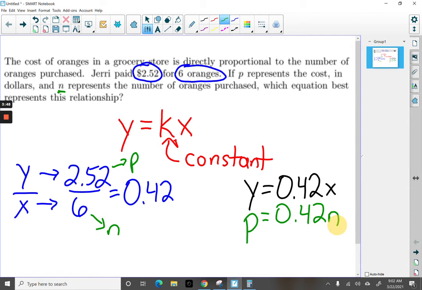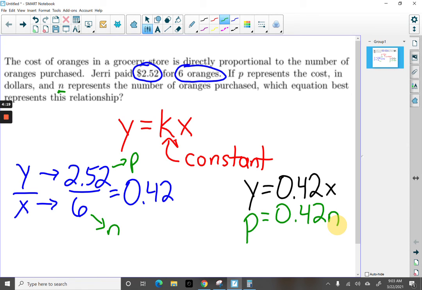And I can now use this equation if I need to. If I know the number of oranges, I can substitute it in for my N value. So if I knew we wanted to buy 20 oranges, which would be crazy, 0.42 times 20 would give me that answer. Or if I wanted to find out, you know what, I'm going to the store with $20, how many oranges can I buy? That would be 20 divided by 0.42, because we would substitute it into this equation right here.